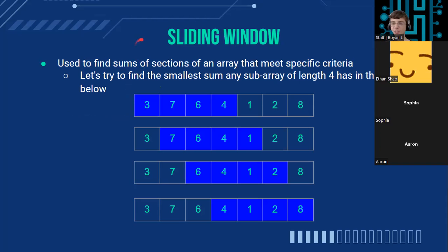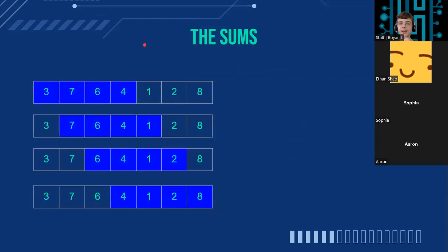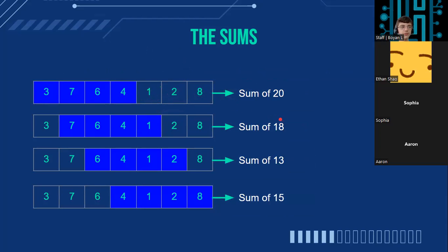So yeah, the smallest sum is 13, and the way that we can figure that out is just finding the sum of all the subarrays. For example, the top one has a sum of 20, then 18, then 13, then 15, and we can see, oh, 13 is the smallest of all of these numbers. But the real question here is, how did you find the sum?